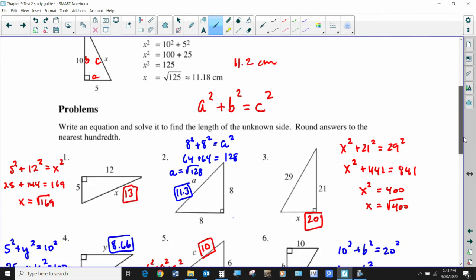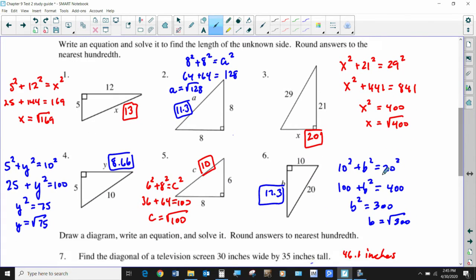So the key is when you're looking through these problems to identify which side you are missing. So they will give you two side lengths, and you determine whether or not those are the legs or if one of those side lengths is the hypotenuse. So if they're both the legs, they form the right angle, so they're the a squared and the b squared. Add them together, you get c squared, and the square root of that is going to give you the answer.